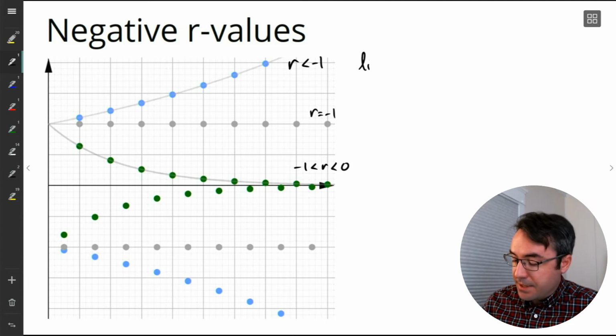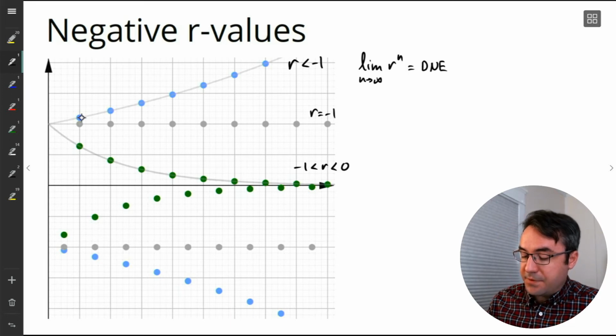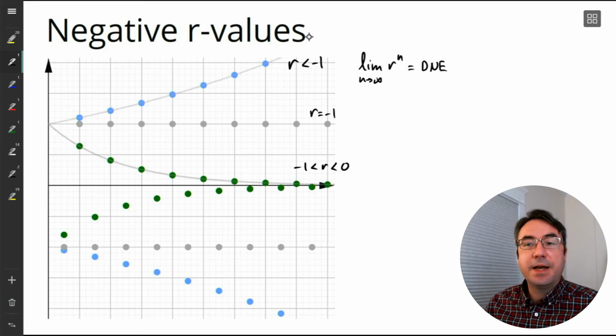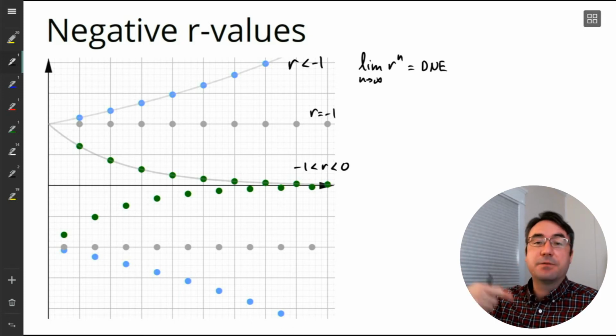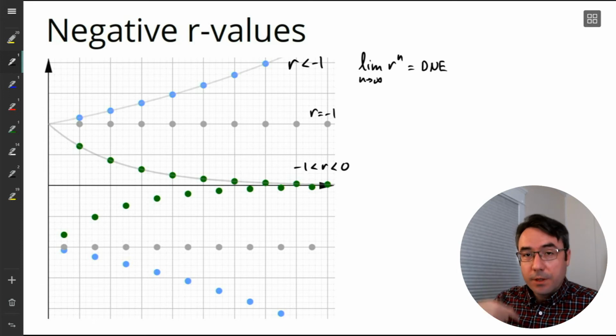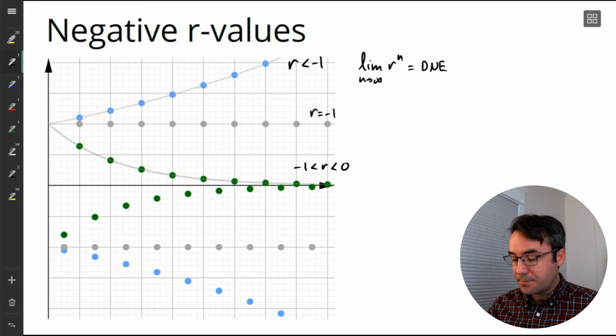And so in this case, the limit of r^n as n goes to infinity does not exist. Because we have some of these terms that are getting really big positive, and another portion of our terms that are getting really big negative. And it keeps bouncing back and forth like that between really large positive numbers and really large negative numbers.